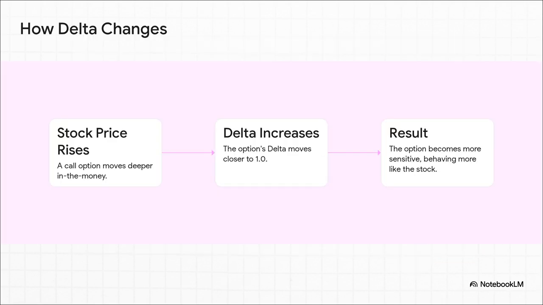So, picture this. You've got a call option. The stock starts to climb, which is great news, right? As it climbs, your option gets deeper and deeper in the money. And as that happens, the delta itself actually starts to increase, getting closer and closer to that 1.0 mark. The result? Your option becomes even more sensitive to the stock's moves. It's like an accelerating effect. The more right you are, the faster the ride gets.